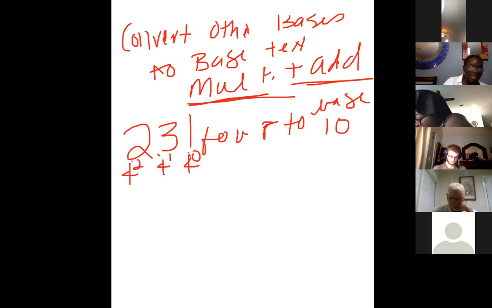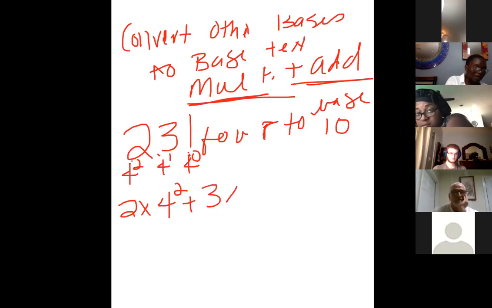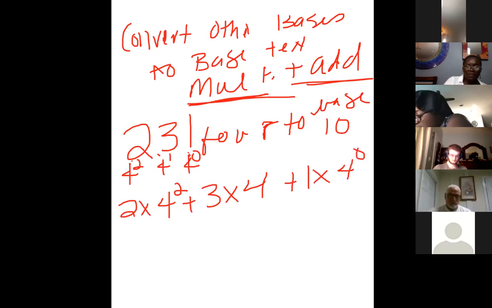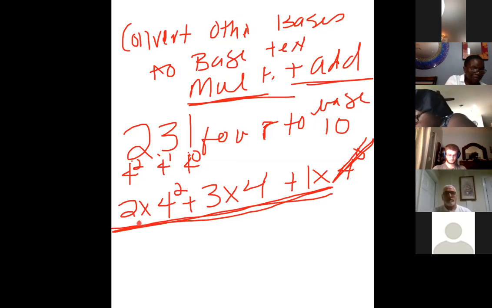In order to come up with the answer, we take the 2 multiplied by 4 to the second, and then add the 3 multiplied by 4, and then add the 1 times 4 to the 0. What's 4 to the 0 power equivalent to, guys? It equals 1, so we really don't need this here. Once you have this written out, all you do is plug it into your calculator: 2 times 4 to the second, plus 3 times 4, plus 1, and let the calculator figure out your number.